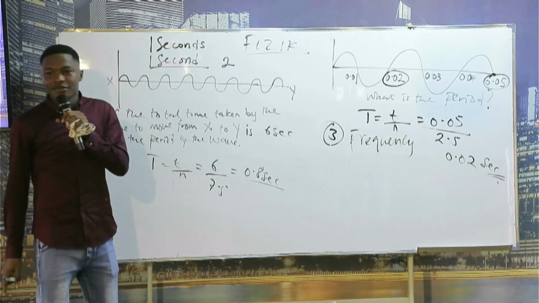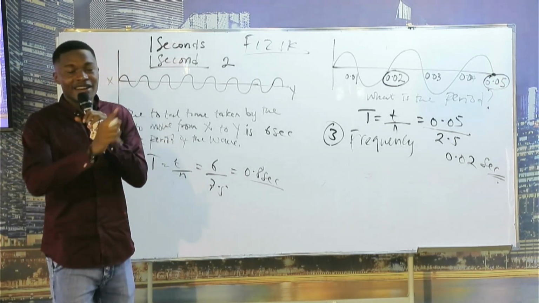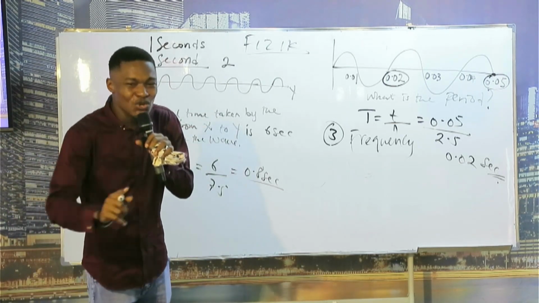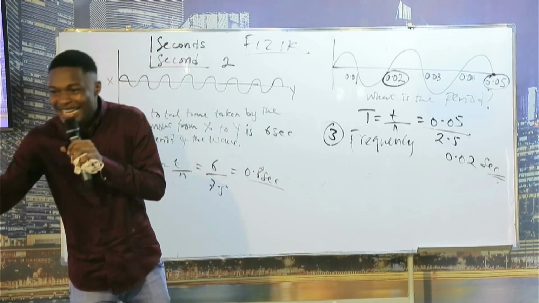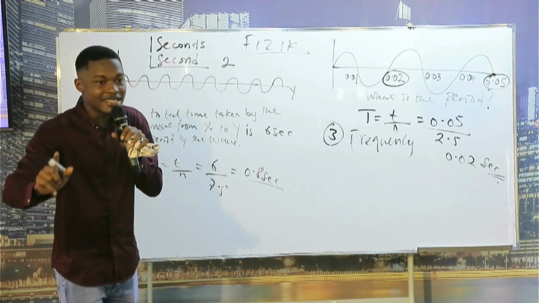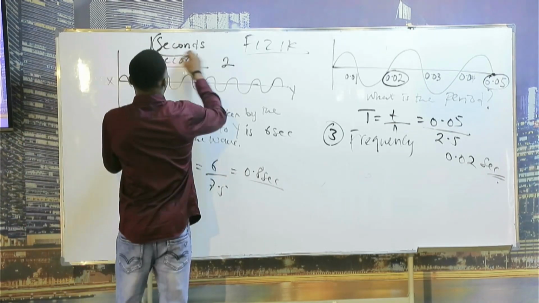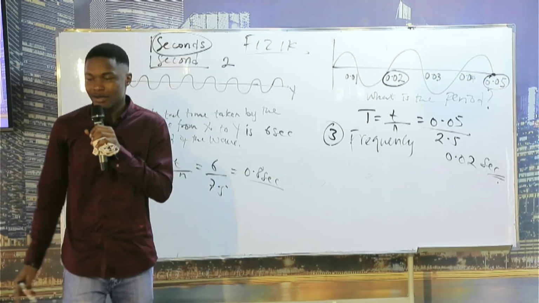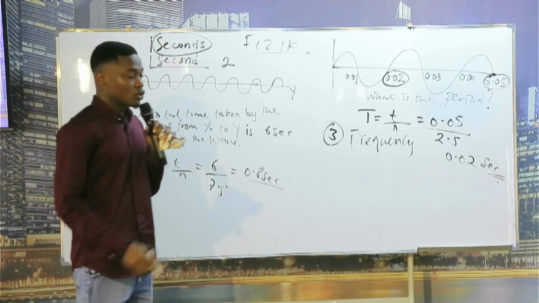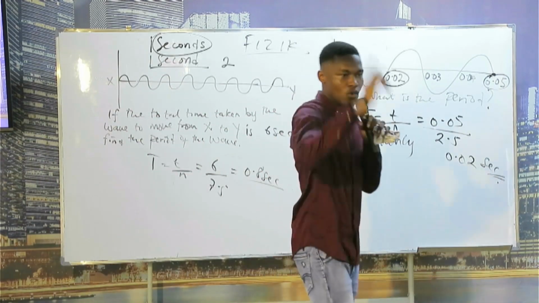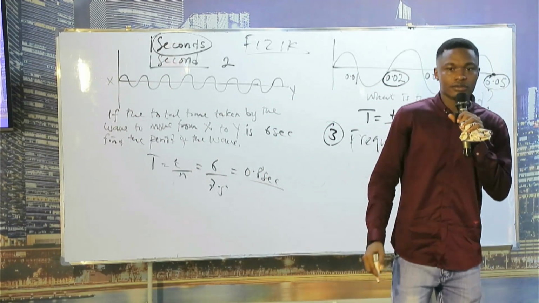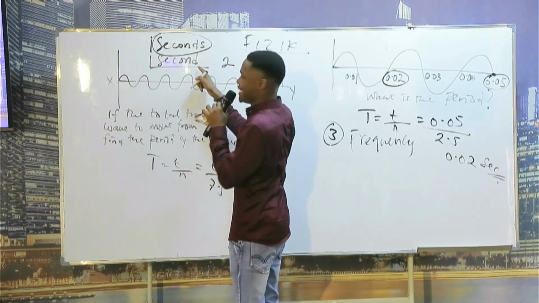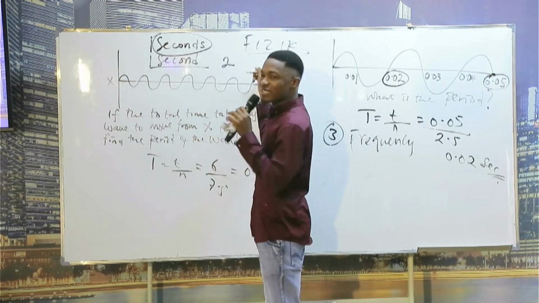Let me tell you now, whenever you are doing physics, forget about your English. What did I say? Whenever you are doing physics, forget about what? English. In physics, the unit of time is seconds, whether it is 1 or 2 or 10. 1 seconds. 2 seconds. Don't tell me 1 second, 2 seconds.